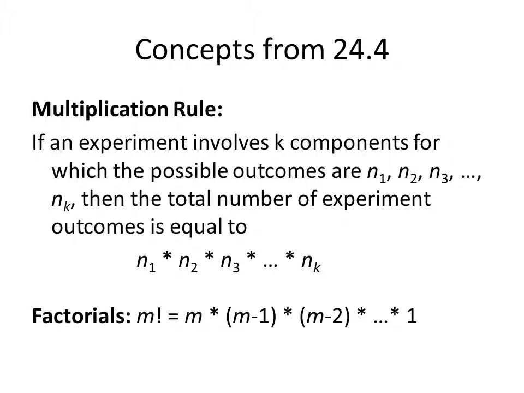In section 24.4, we have only a couple different ideas that we need to introduce here. But to get to those, we need to look at some particular notations. Our multiplication rule: if an experiment involves k components, which the possible outcomes are n1, n2, n3, all the way to nk, then the total number of experiment outcomes is equal to n1 times n2 times n3 times nk.